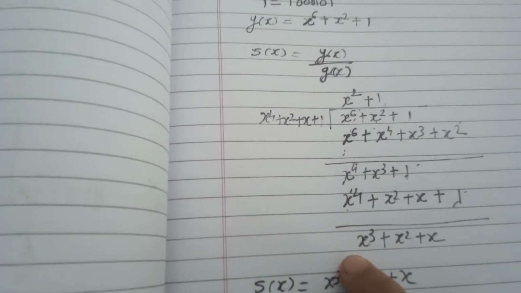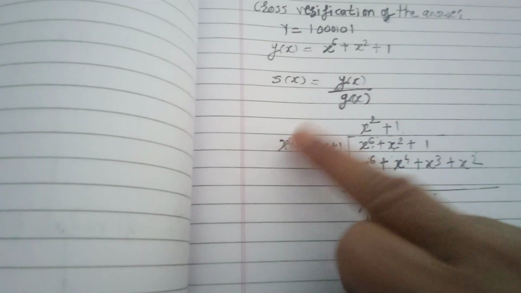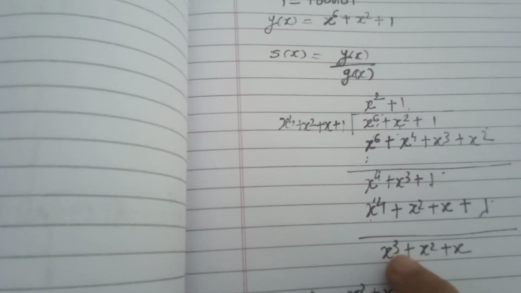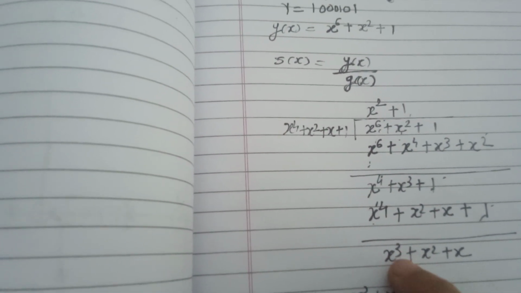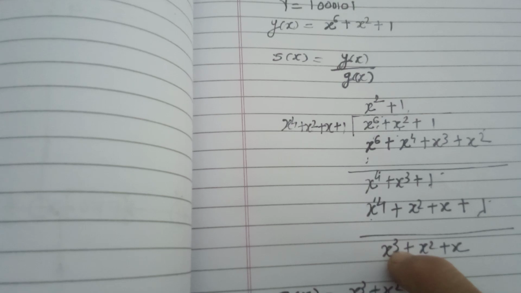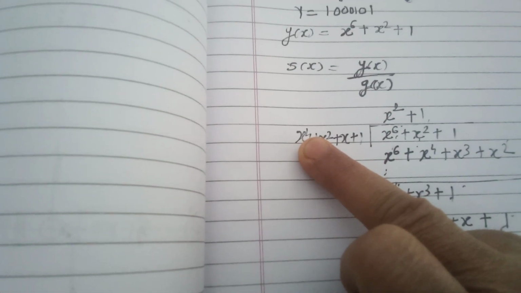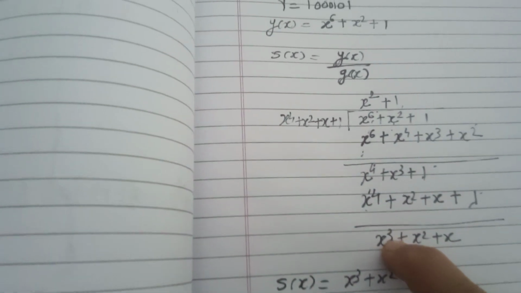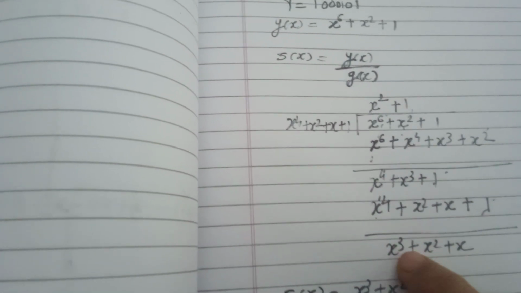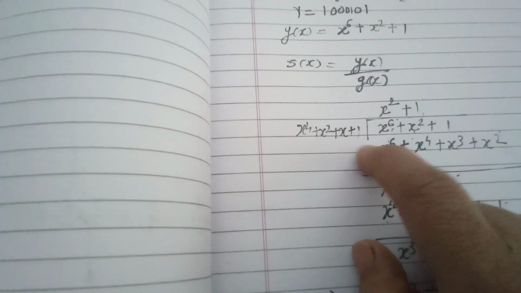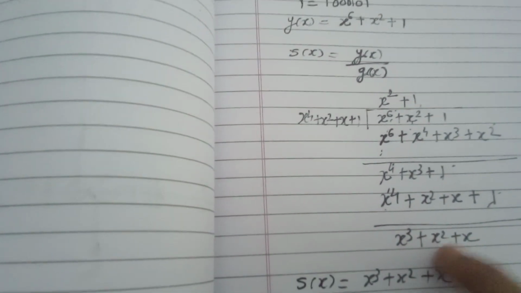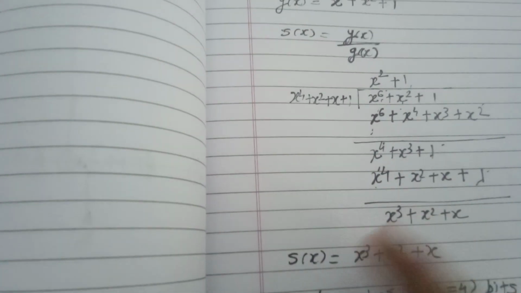You have to stop here. Why? Because 3 is less than 4. Where you have to stop in the division method: when this portion has less power than the highest power of g(x). So this polynomial has highest power 3 and g(x) has highest power 4. So stop here. That is your remainder.